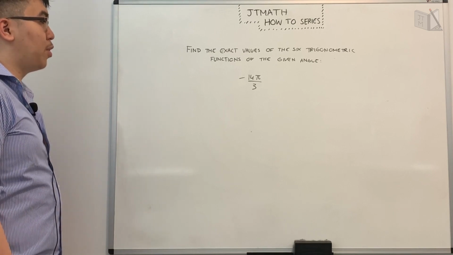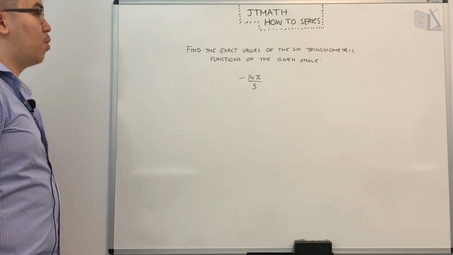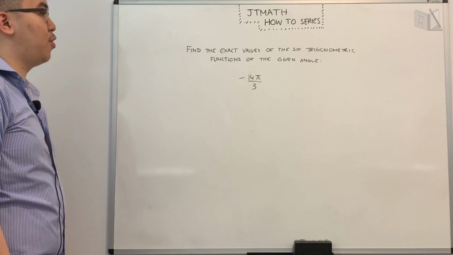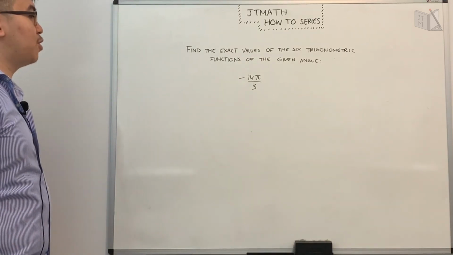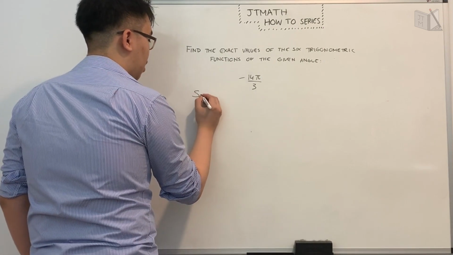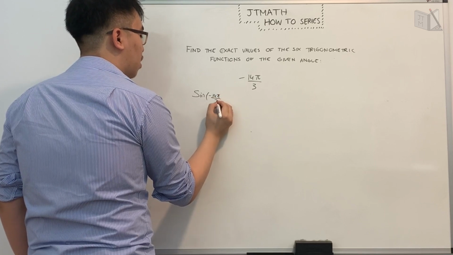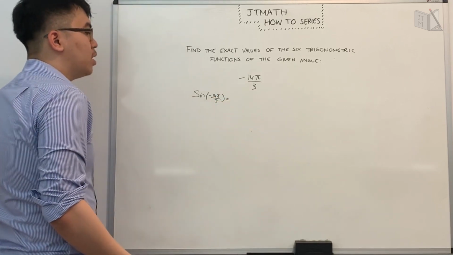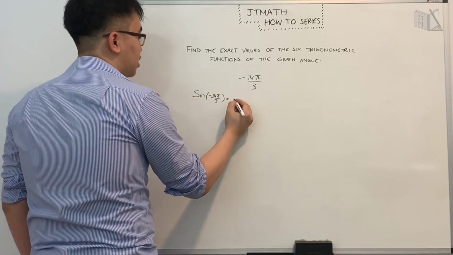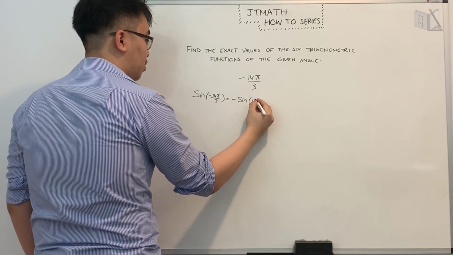Secondly, we need to consider whether each of these functions are odd, even, or neither, because of this negative sign in front of the 14 pi over 3 here. So we're going to start by finding sine of minus 14 pi over 3. Now importantly, sine is an odd function, so sine of minus 14 pi over 3 is the same as minus sine of positive 14 pi over 3.